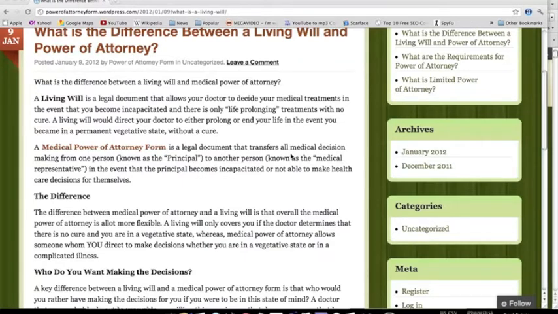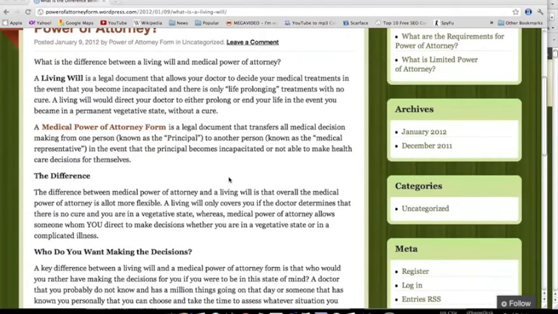It's a legal document that transfers all medical decision making from one person, which is you, to another person in the event that you should become incapacitated or not able to make healthcare decisions. So the difference is, say you're in a car accident and you're recovering, you're just not in a position to make medical decisions for yourself, but you are going to be on your way back. Then the best route would be a medical power of attorney form, because then you can assign someone, whether it be a family member or a good friend, to take care of you.